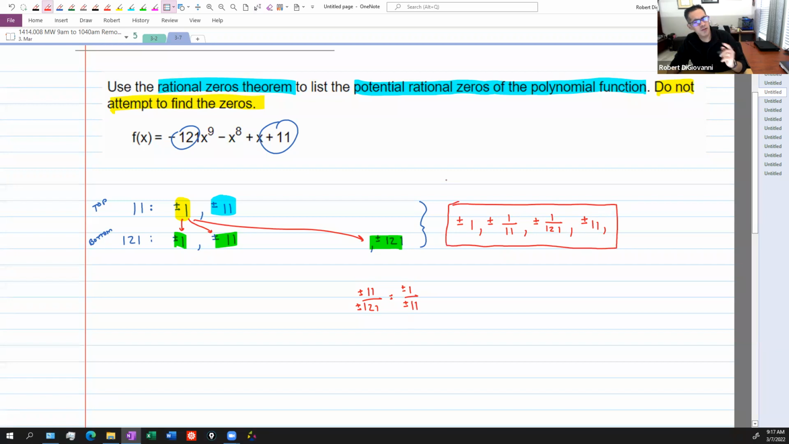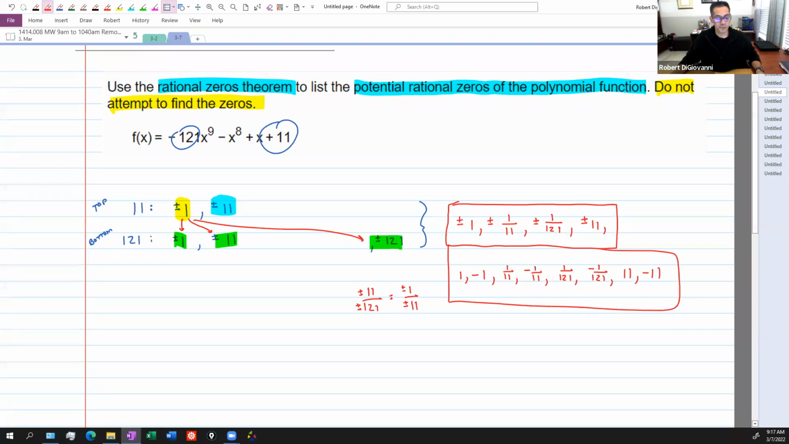I believe when you do your homework, they want you to type it in like this: 1 comma negative 1, 1 over 11 comma negative 1 over 11, and then 1 over 121, negative 1 over 121, and then 11, and then negative 11. In other words, you don't have the plus or minus on the homework. You just put the positive one, the negative one, then the positive, then the negative. Questions there? Is this all pretty straightforward so far?